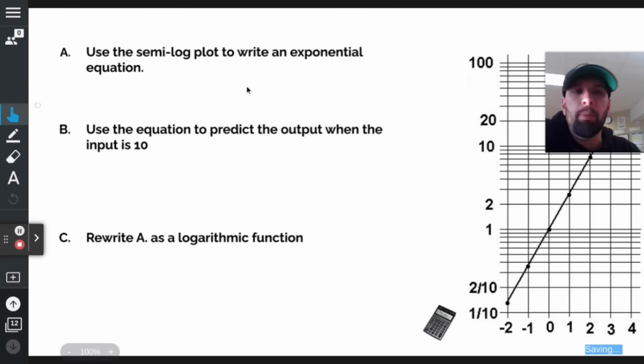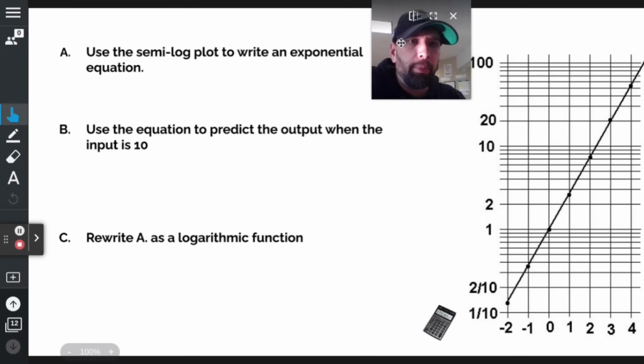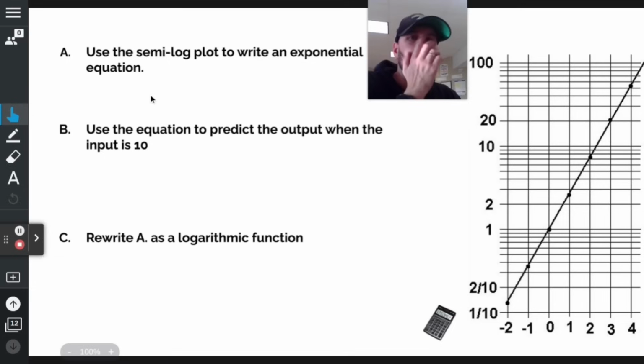Last problem. Look at that semi-log plot. Use the semi-log plot to write an exponential equation. So I'm going to take these numbers here and throw them into my calculator. I'm going to find expreg to come up with an equation. Let's see what that equation is.